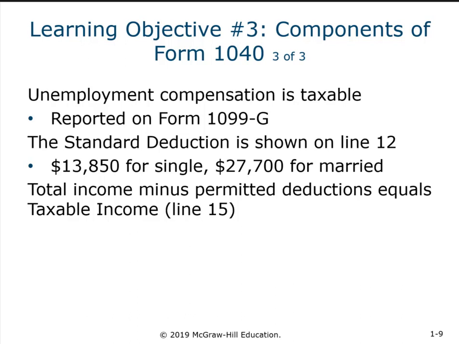Then you subtract out the standard deduction, which, like I said, is the only deduction we know about in Chapter 1. And that is $13,850 for single. So basically, until you've made more than $13,850 in income, if you're single, there's no income tax. You get the first $13,850, if you will, tax-free. And if you're a married couple, you get double that, $27,700.